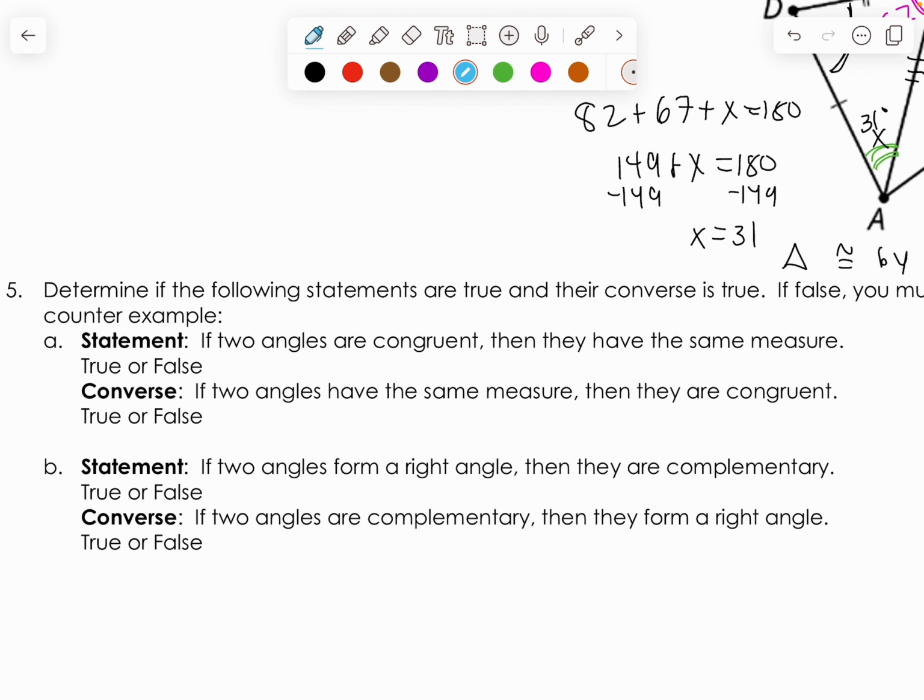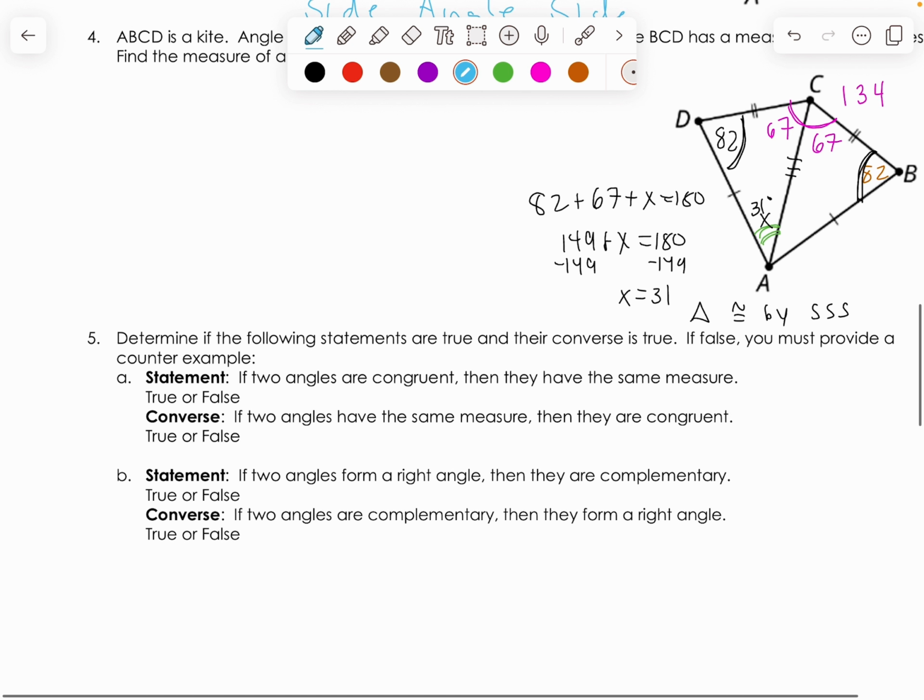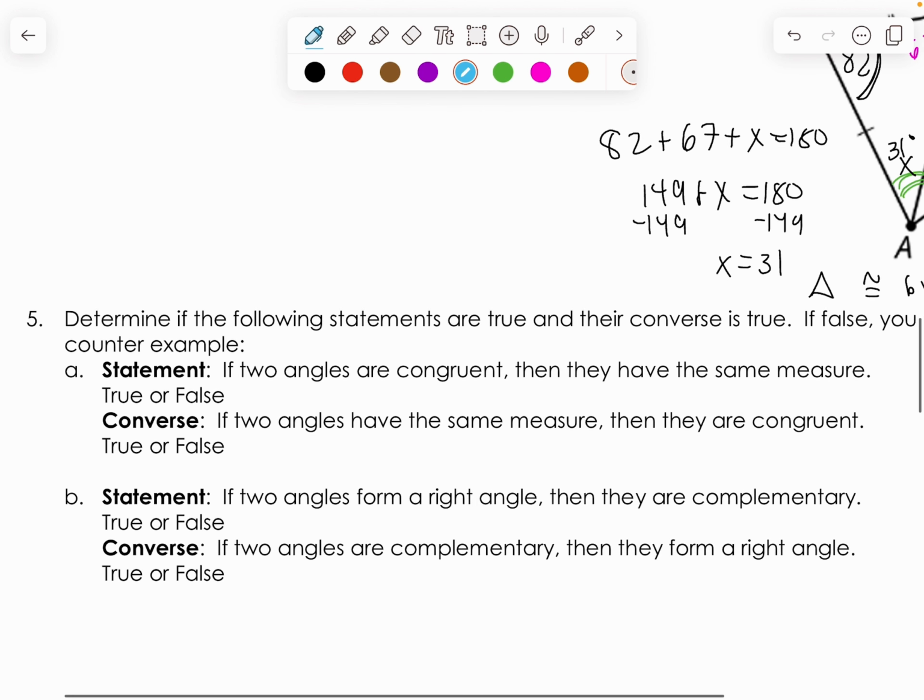All we're going to do here is true or false. Determine if the following statements are true and if their converse is true. If false, you must provide a counterexample. First off, let's look at this. Converse is you take the hypothesis, the first part, and the conclusion, the second part, and you swap them. That's what a converse is.